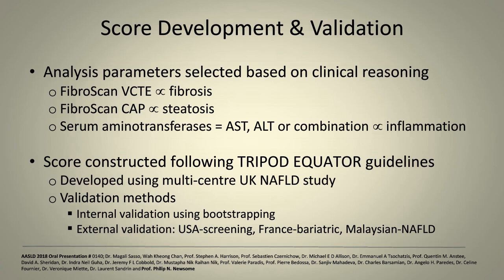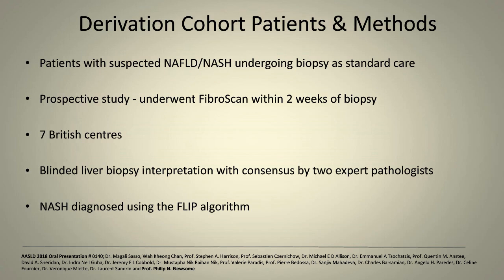So when the study was put together, the derivation cohort was from 7 British centers. Prospectively, patients underwent FibroScan within 2 weeks of a liver biopsy. The liver biopsy was read blindly by 2 expert hepatopathologists, and they used the FLIP algorithm to distinguish the different components of fatty liver, which is what we call the SAF scoring system, which is quite similar to the NAFLD activity score.